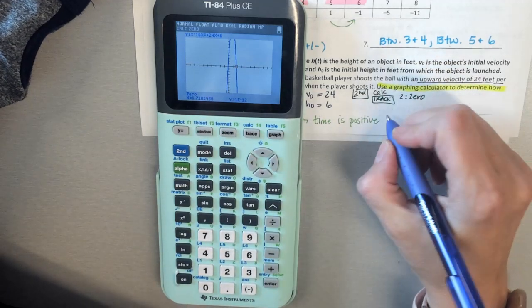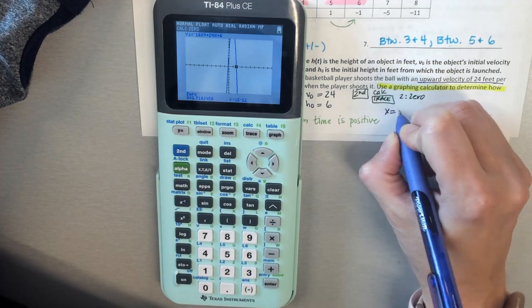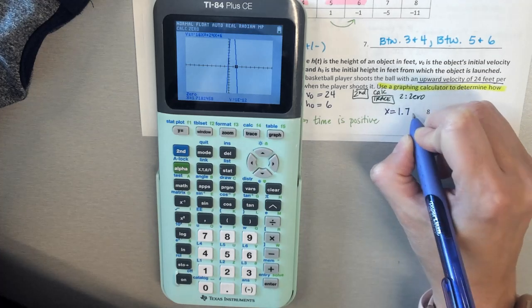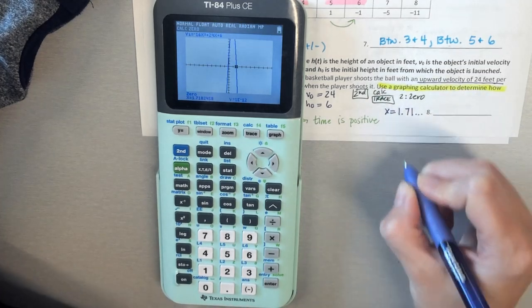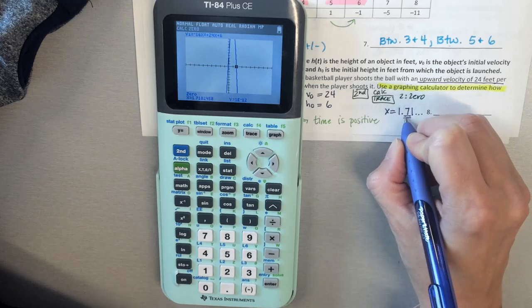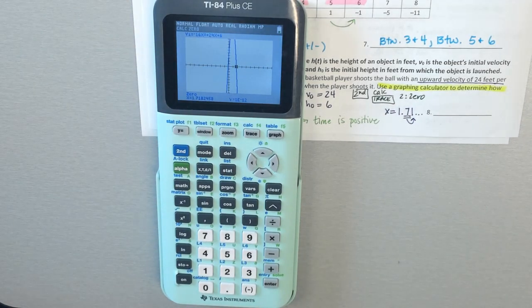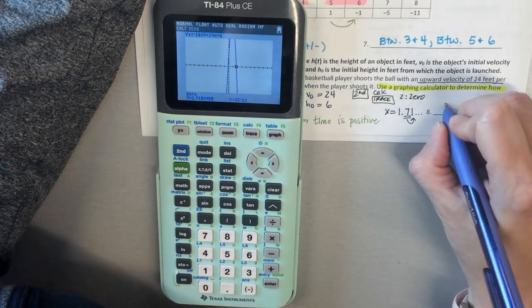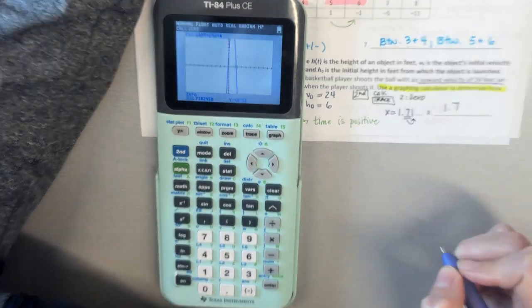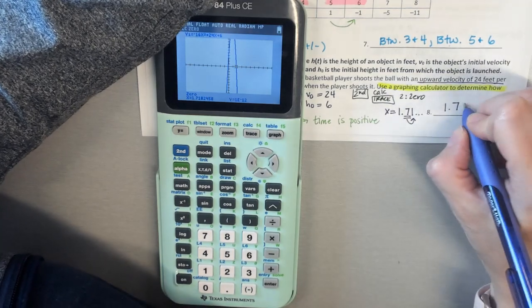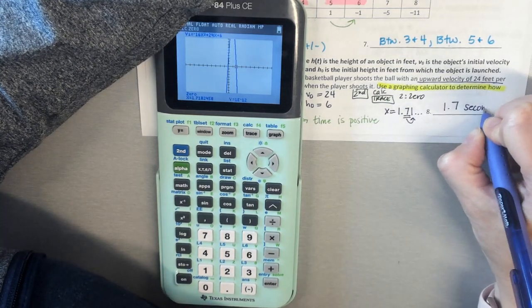And then, do you see here they're giving you your x is 1.71. If you're rounding to the nearest tenth, you only have to look at the second value to determine what to round it to. So this means I'm going to keep it, and this is time, so we have to put our unit on it. So this is 1.7 seconds.